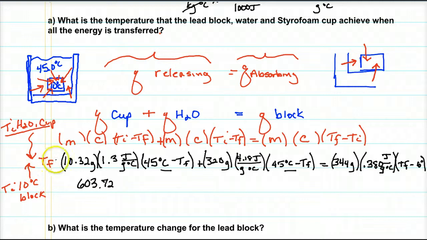Okay, so 603.72, and of course, what I'm going to do here now is take 10.32 times 1.3 times negative 1. Well, negative 1, that's negative 1 there, and I get negative 13.416, and that's TF, temperature final. Okay, and now, of course, I can remember I'm adding this to this side.